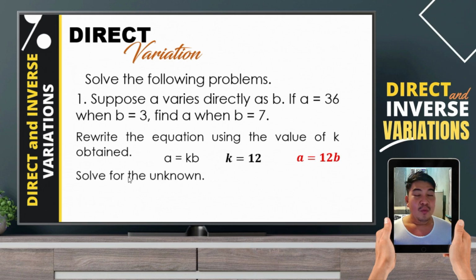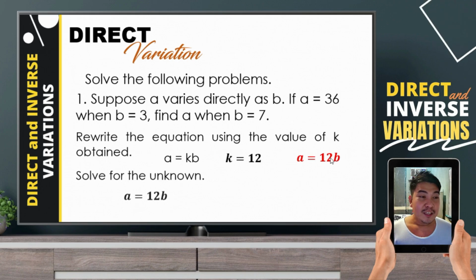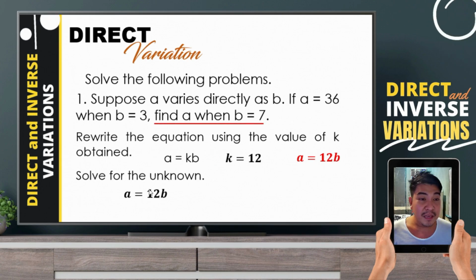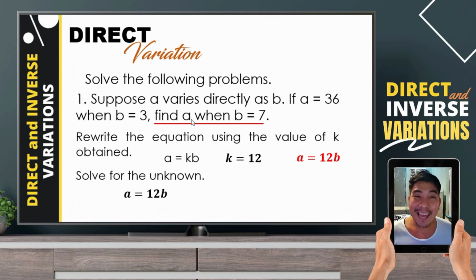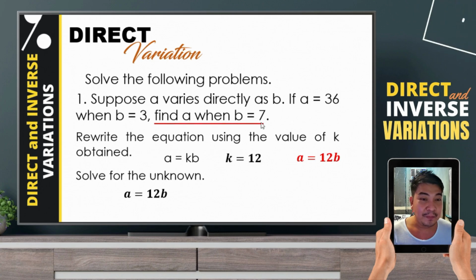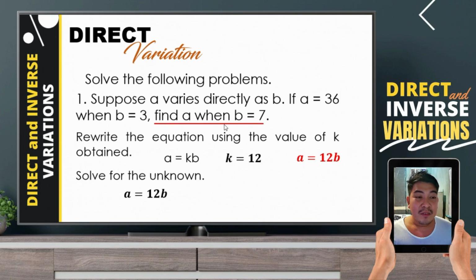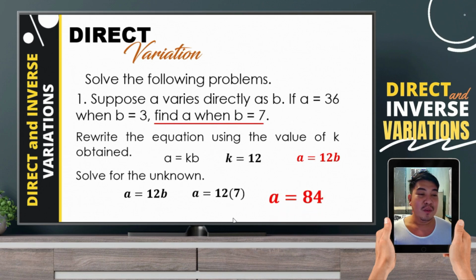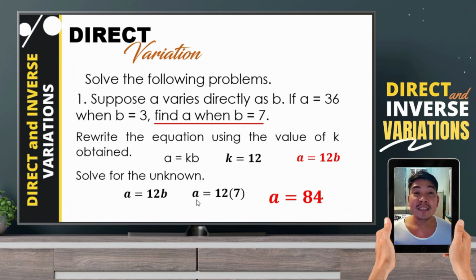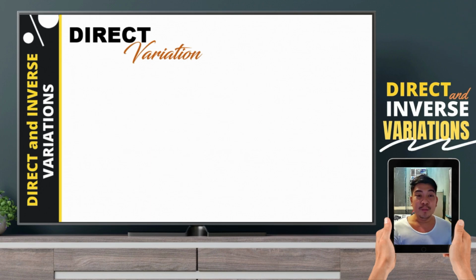Ayan. Now, we need to solve for the unknown. Using our, ayun, sinubstitute natin kanina, A is equal to 12B, and this phrase, find A when B is equal to 7. So, we need to find A. When B is equal to 7, so substitute the value of B, which is equal to 7. So that will now be A is equal to 12 times 7. Then, we just need to multiply. 12 times 7, that will be A is equal to 84. Let us now proceed with example number 2.